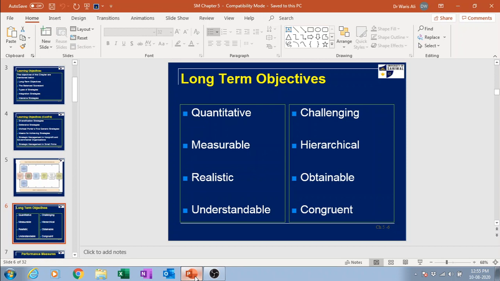So these are a few characteristics of objectives. Whatever objectives you set up for your organization, they must satisfy these characteristics. They must satisfy these attributes. So it means now we have learned how to set up our long-term objectives.